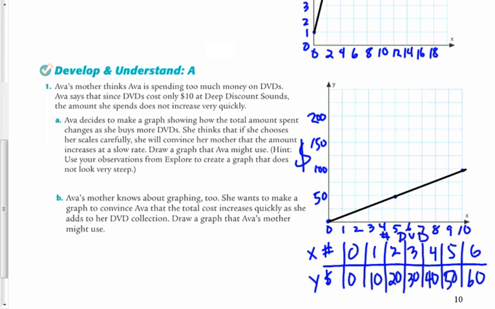All right, what I'd like you to do is part B, and be ready to share that with class. If you're Ava's mother and you know something about graphing, what you're going to want to do is make a really steep looking graph to convince Ava that she's really spending a lot of money.